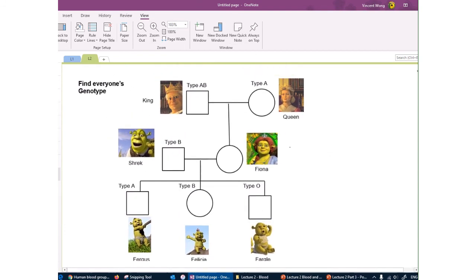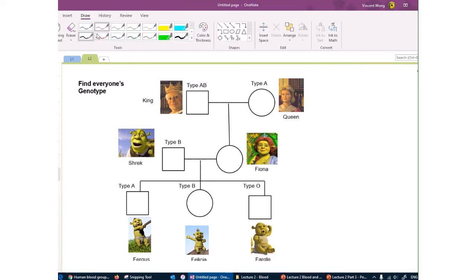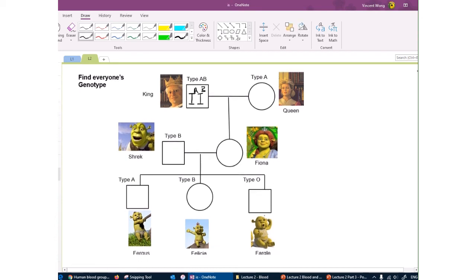When you see a pedigree question like this, the first thing you want to do is to write down the genotype of everyone that you are able to, and the blood types that we can write down the genotype for immediately would be AB, anyone with AB blood, and O blood. Right? So the king here is type AB blood, and I know he is going to be IAIB. So that's done for the king. Fargo over here is type O, so we know he is little i, little i. Okay, and that's basically everyone that we can complete the genotype for at this point.